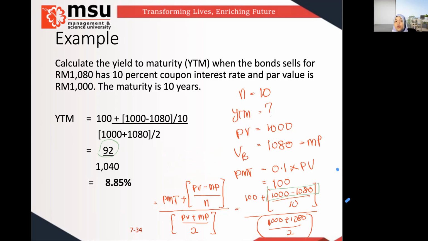So the lower side, 1000 plus 1080 is equal to 2080. 2080 divided by 2, the answer is 1040. So 92 divided by 1040 is equal to 0.0885. So convert this to percentage. When you want to convert into percentage, just multiply by 100. So the answer is 8.85%. All right, so this is example of annually.